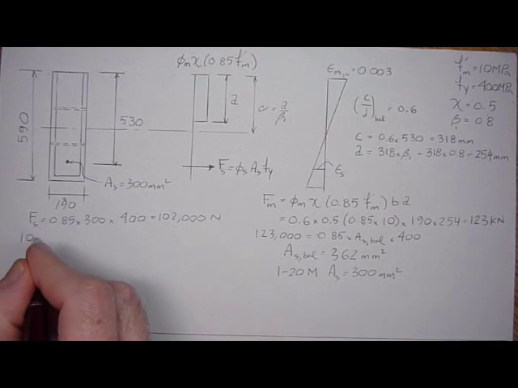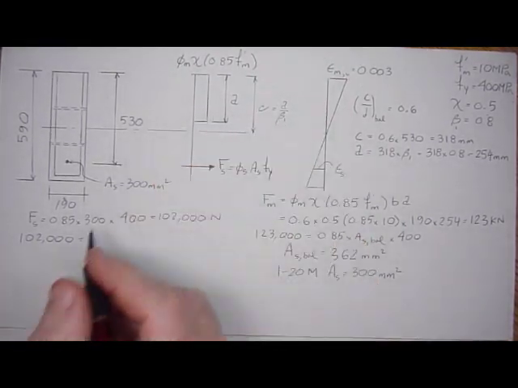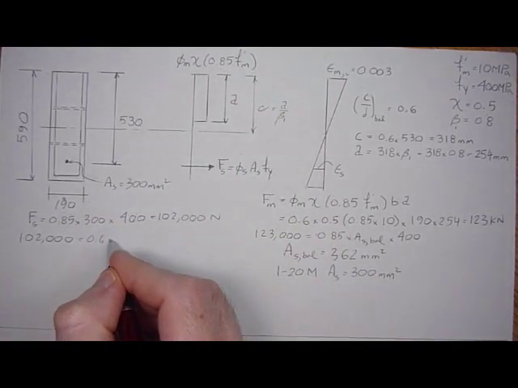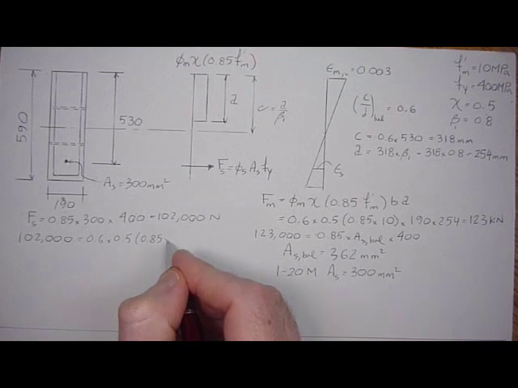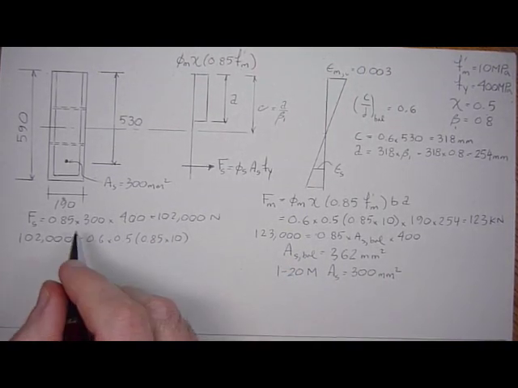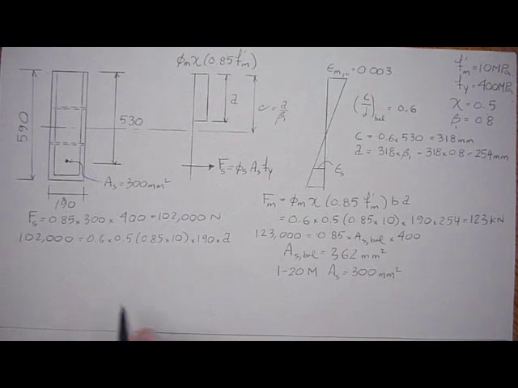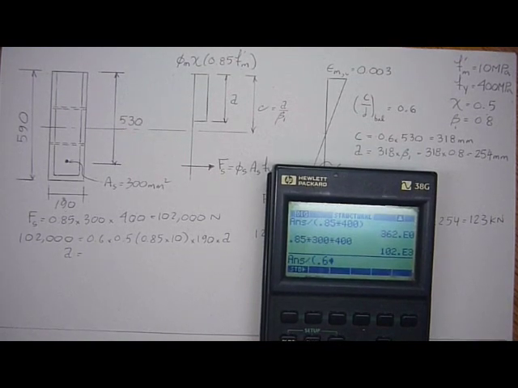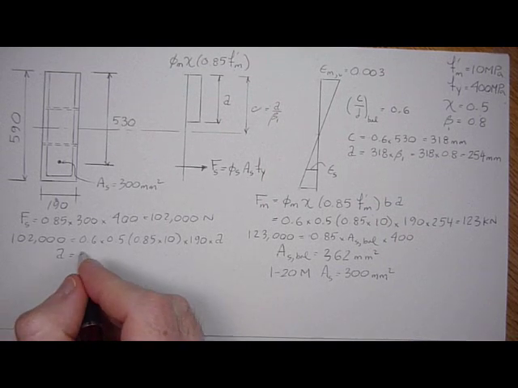And then we can set the 102,000 newtons, just as we did for this calculation, to the force in the masonry. And the force in the masonry would be 0.6 phi m times the x factor, 0.5, times 0.85 times 10 MPa times b, the width, which is 190, times a, which is unknown now. So we solve for a: 102,000 divided by 0.6 times 0.5 times 0.85 times 10 times 190 millimeter wide block. That's 211 millimeters.